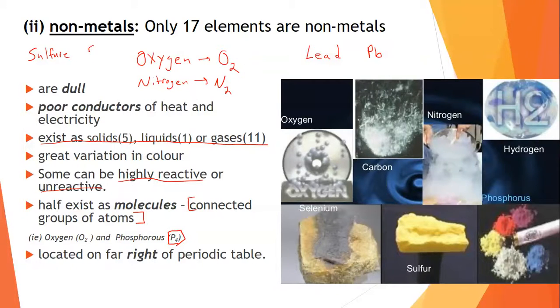Sulfur actually exists as S8. Okay, it does not exist by itself. So many of them are connected into groups of atoms called molecules. And again, we don't find that with metals. And they are found on the far right of that staircase on your periodic table.